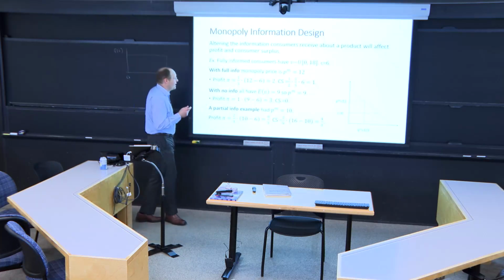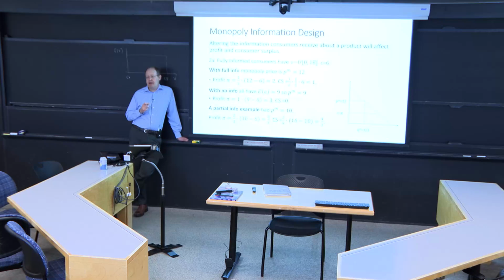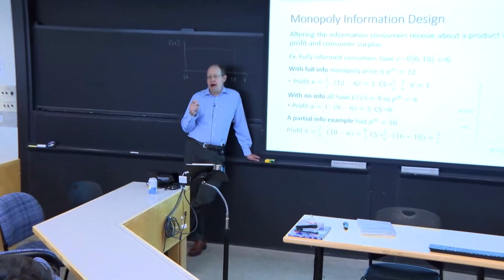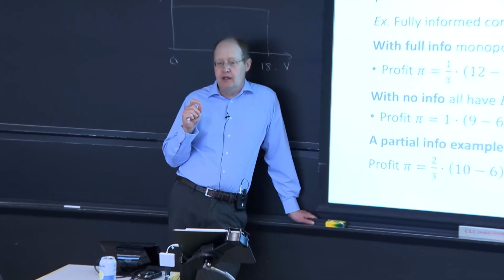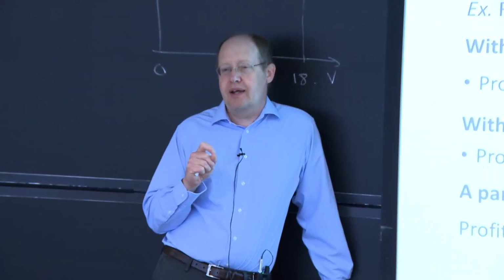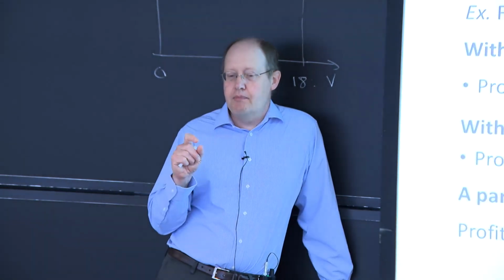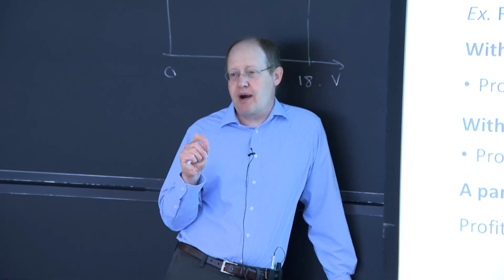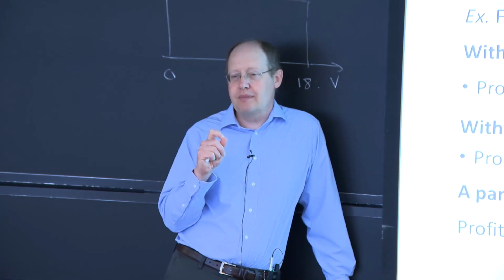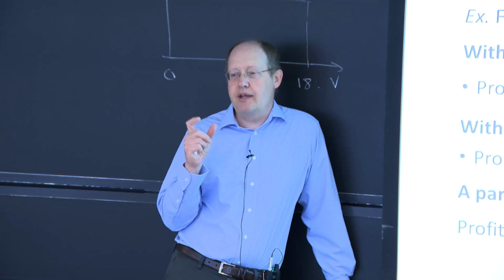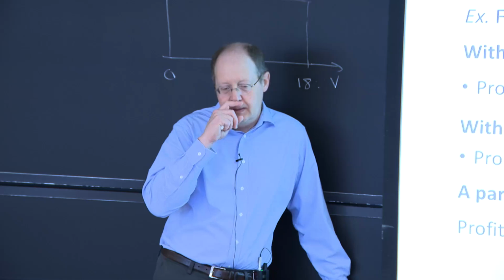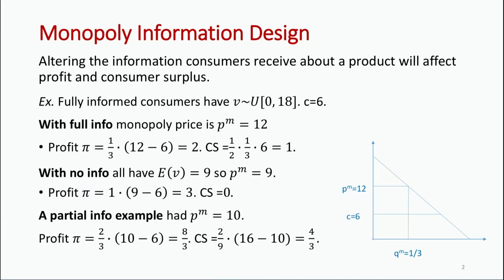So if you remember, last time I finished the lecture right in the middle of an example. I was talking about monopoly information design, which is about how a monopolist can affect prices by changing the information that consumers receive about their product. This is motivation both for firms giving information about their product to consumers to try to maximize profits, or potentially for platforms like Amazon giving information to consumers to try to increase consumer surplus and limit the monopoly power that the monopolist is going to exert.